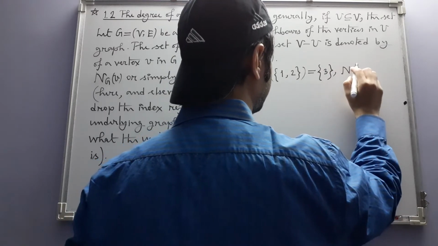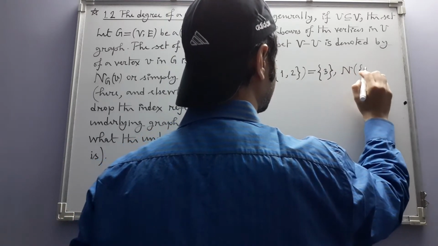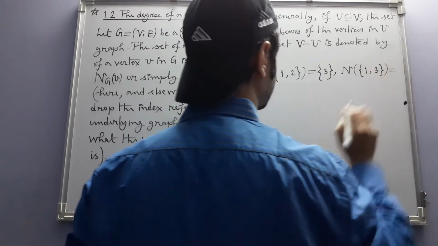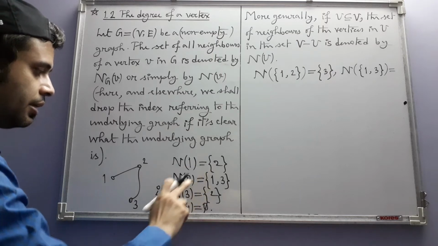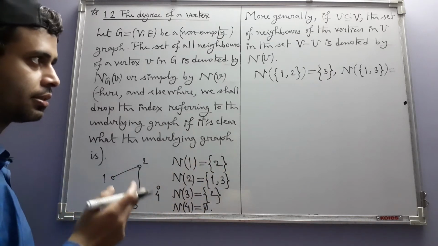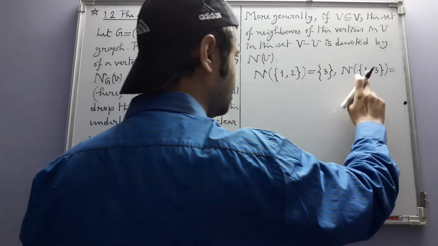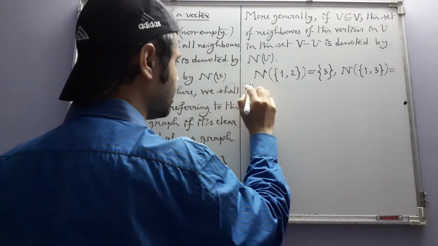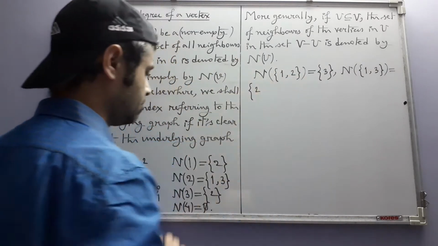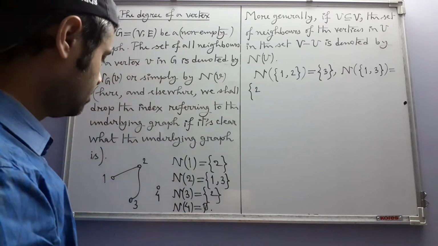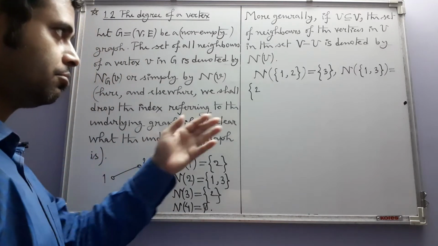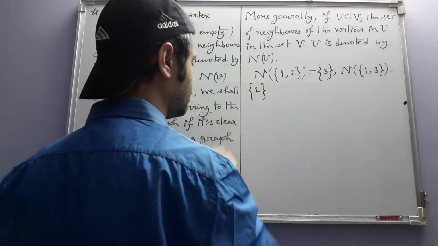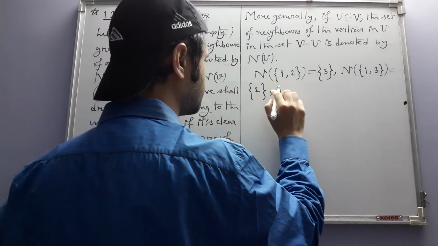Let's calculate a few more. Suppose we calculate 1, 3. Just like before, the neighbor of 1 is 2, which is lying outside 1, 3, so it can be taken. The neighbor of 3 is also 2, which is also lying outside this set, so that means here the neighbor is this.